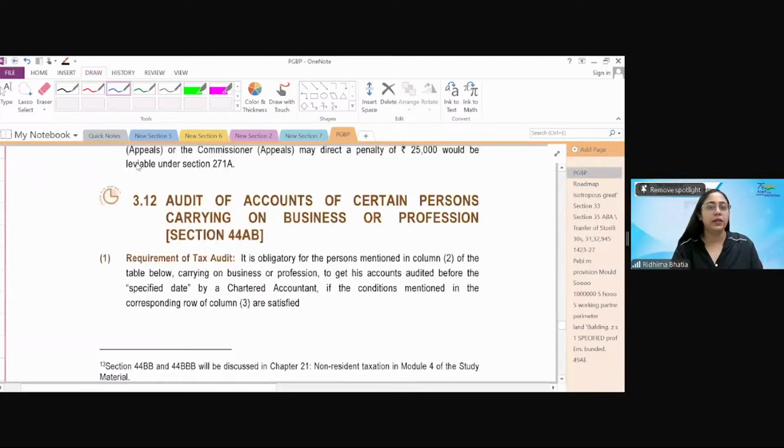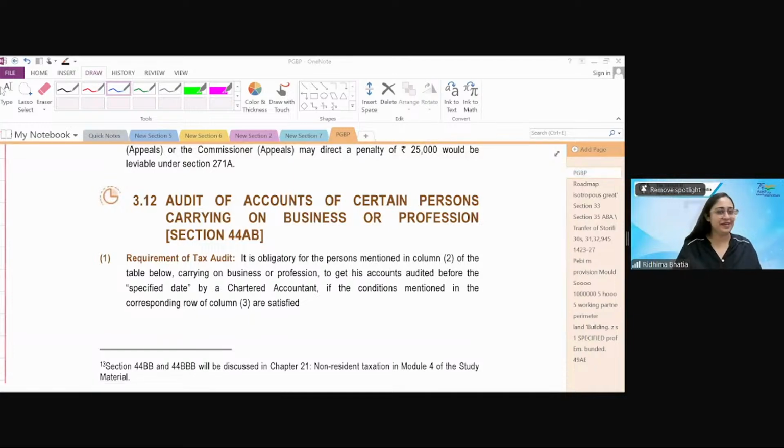Now we come to tada, the highlight of the class, 44AB, audit of accounts of certain persons carrying on business or profession, tax audit. Now tax audit क्यों mandatory है? इसको हम commonly tax audit कहते हैं. But why is tax audit mandatory? Compulsory audit of books of accounts is mandatory so that we can see that all the provisions in relation to income tax are followed.